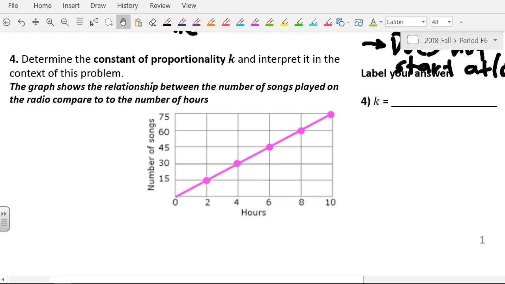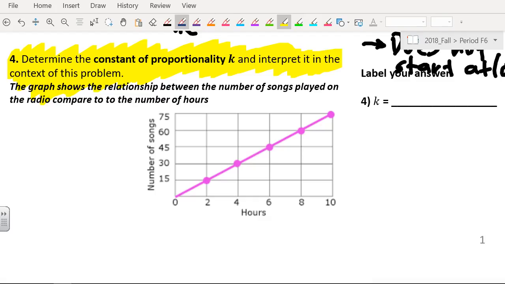Okay. Now this is not the easiest one to do. So determine the constant, which remember we wrote in our textbooks, we wrote y divided by x, right? And we were doing that. Let's see if Connor remembers.